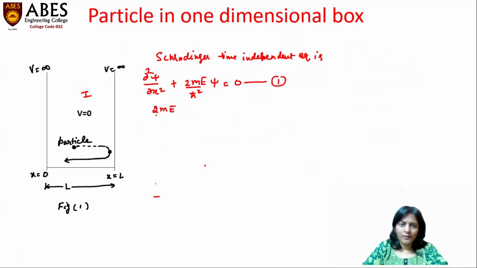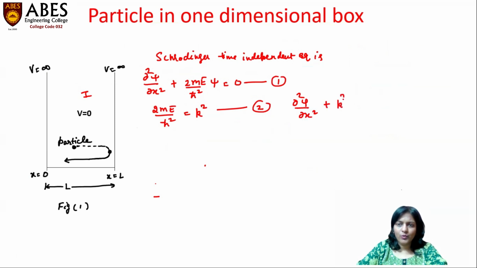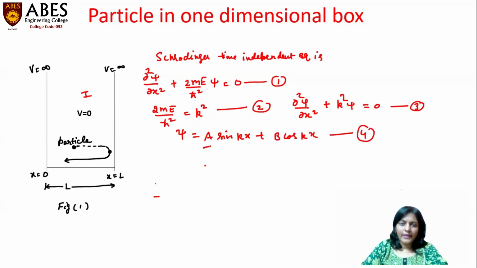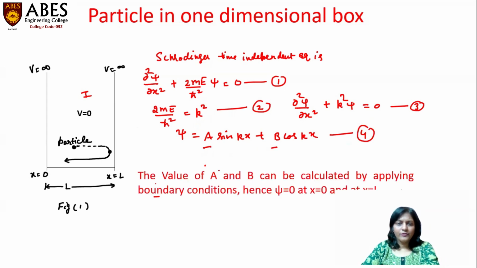And 2mE upon h cross square is equal to k square. If this is equation number 2, then it means del 2 psi over del x square plus k square psi is equal to 0. This is equation number 3. This is a second order differential equation, and let the solution of this equation be psi is equal to A sine kx plus B cos kx. This is the solution of equation number 3. A and B are arbitrary constants which can be calculated by applying the boundary conditions.